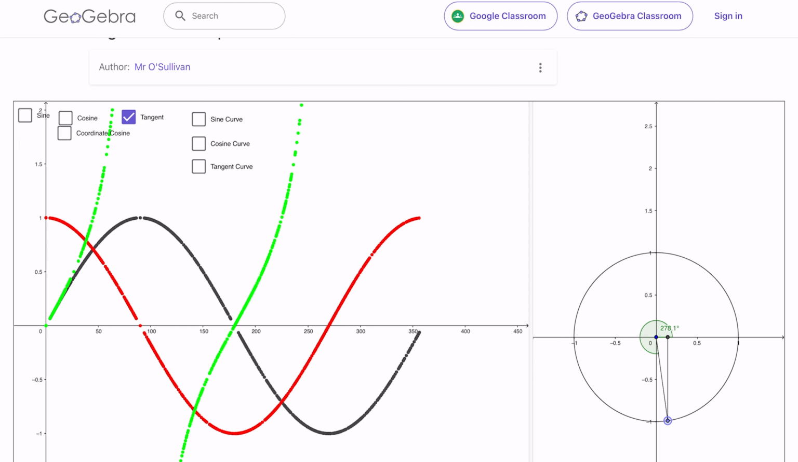When it's greater than 270 degrees, again, it's negative. And it's going to be very negative because obviously it's very steep. As you increase the angle and get closer and closer to 360 degrees, the gradient will be 0. So the green one is the tangent graph. So these are all the trig graphs for each trig ratio.